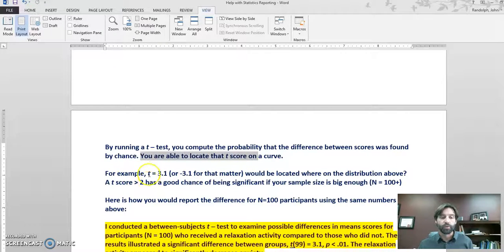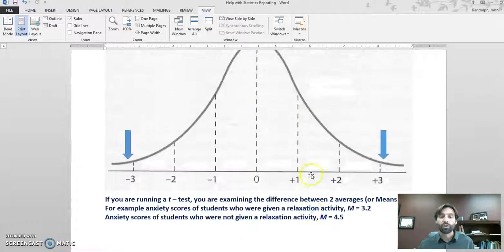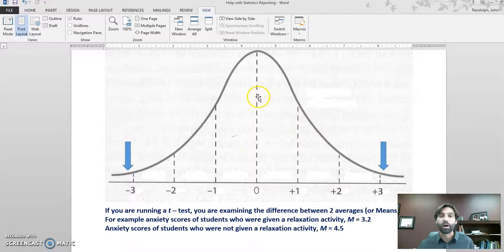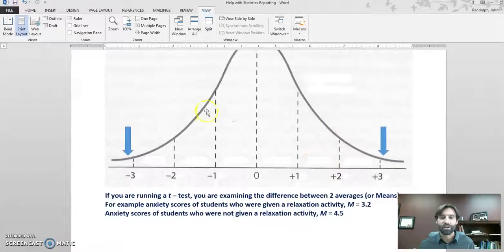So for example, if you got a t-score of 3.1 or negative 3.1, you can get negative t-scores. T equals 3.1 would be located where on this distribution above? If you're looking for 3.1 on this distribution above, where would you find it? Out here in the tails, or negative 3.1. So again, thinking about probability, if you had a t-score of 3.1, what's the probability that you found that by chance? Well, it's pretty remote. It's the same thing we just talked about up here: about 99% of scores would be lower than that.